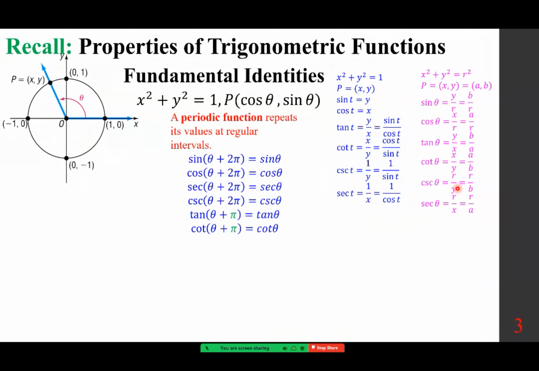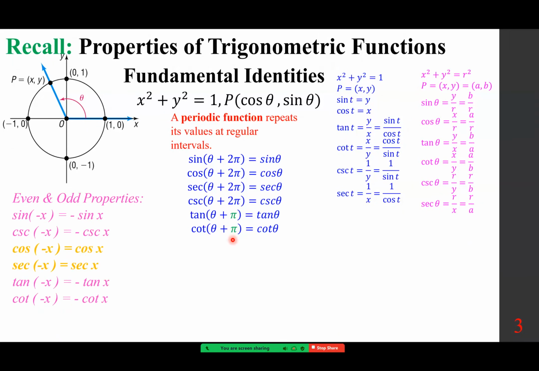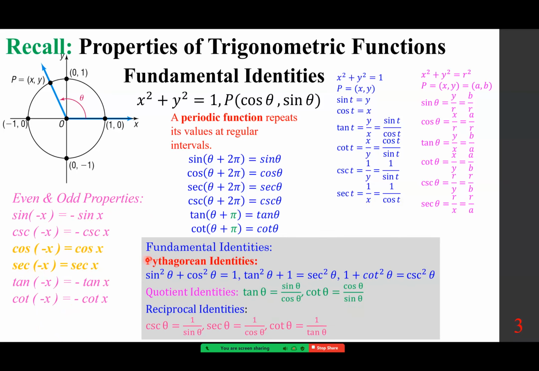Periodic functions. The period for all trigonometric functions is 2 pi, except tangent, and with tangent goes cotangent. All trigonometric functions are odd functions except cosine, which means cosine of minus x is cosine x, and with cosine goes secant, secant of minus x also secant x. And these are called fundamental identities. We have Pythagorean identities, quotient identities, reciprocal identities. Those are extremely important to get us started.